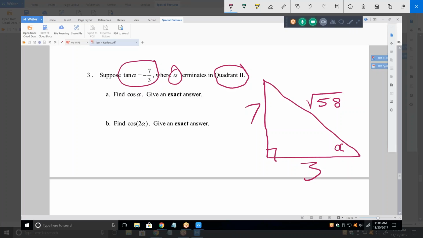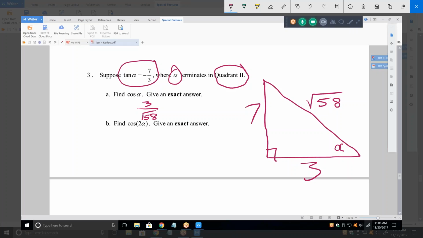Three over square root of 58. Now, what's the sign on that? Is it a plus or a minus? It's always my last step. I always go in exactly the same sequence every time, and I leave the sign to the end because it just kind of gets in the way. If you pay attention to that negative sign or quadrant 2 before you draw this triangle and get your answer, it just gets in the way.